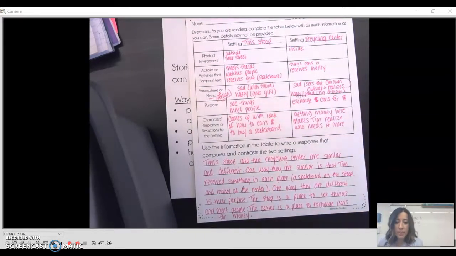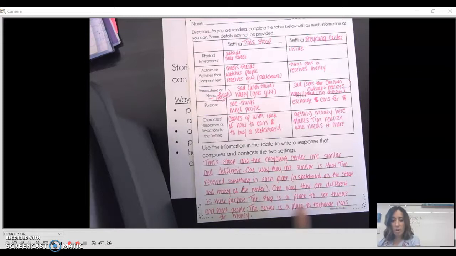Tim's stoop and the recycling center are similar and different. One way they are similar is that Tim received something in each place, a skateboard on the stoop and money at the center. One way they are different is their purpose. The stoop is a place to see things and meet people. The center is a place to exchange cans for money.